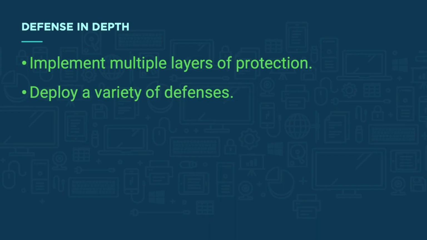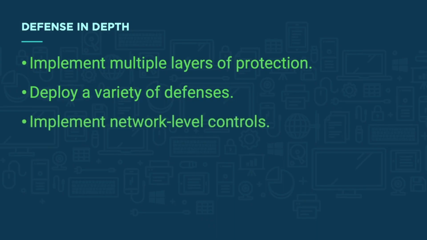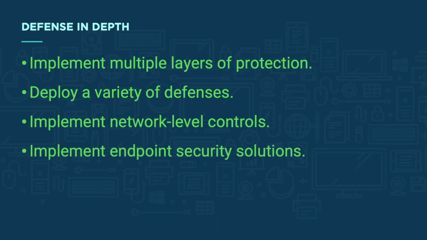For example, a defense in-depth strategy might include perimeter security measures such as firewalls and intrusion detection systems to protect against external threats. Organizations can implement segmentation, secure access controls, and traffic monitoring at the network level to prevent unauthorized access and contain potential breaches. Endpoint security solutions, such as antivirus software and device hardening, help protect individual devices. At the same time, regular patch management ensures that software vulnerabilities are addressed promptly.